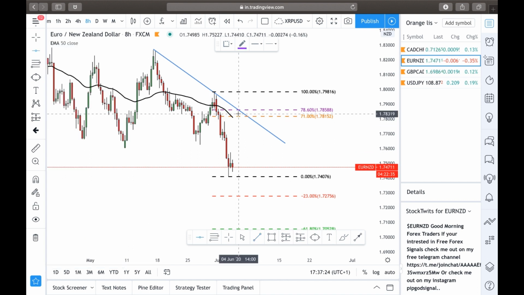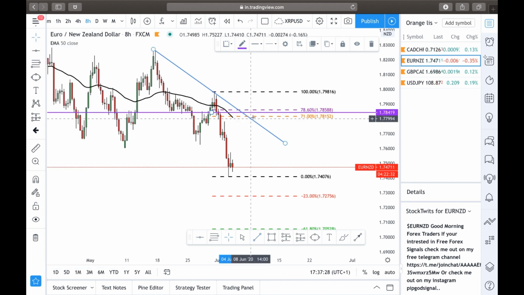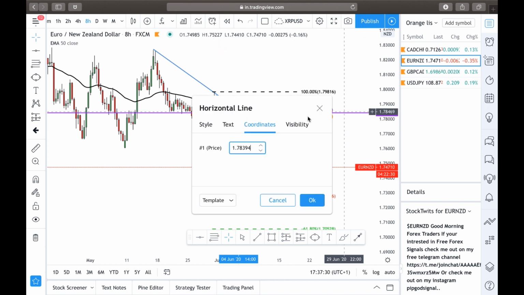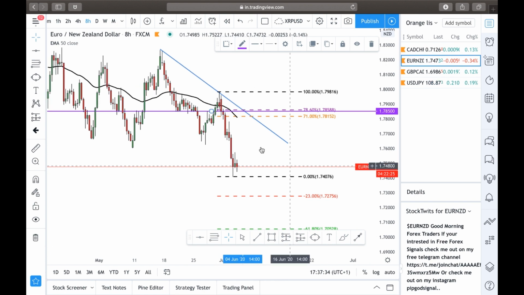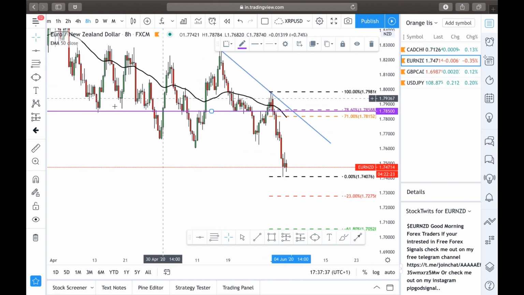So let's stick that on the 78.5. Double-click the line if you want to make it really precise, and you just write it in like that, 75,800. So you've got that. Obviously you've got this support, right? You've got this structure support.